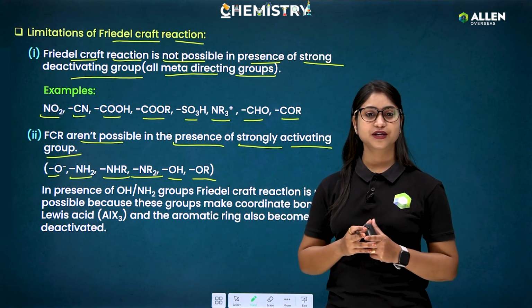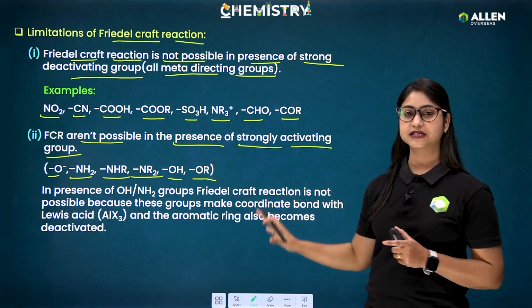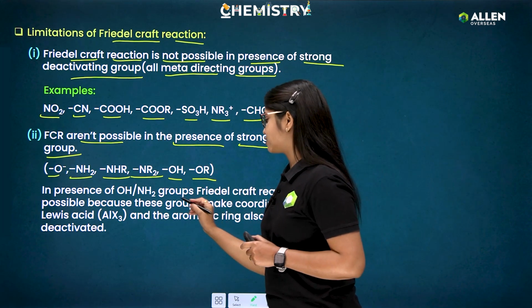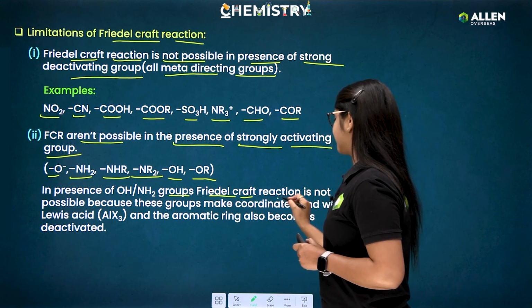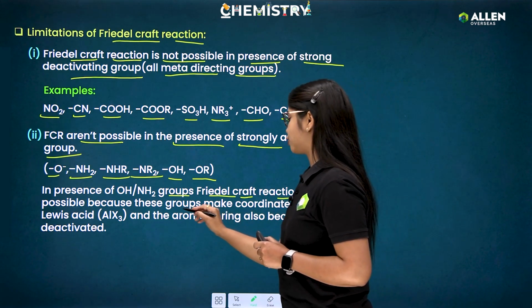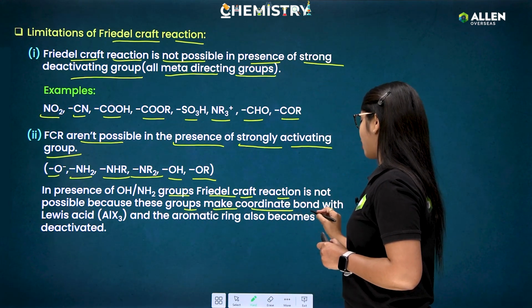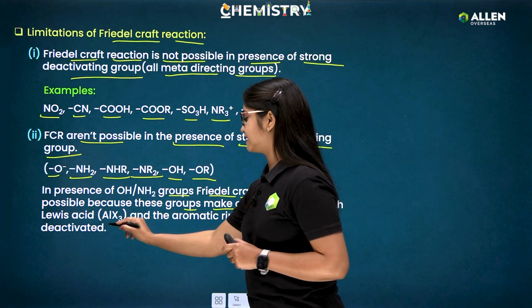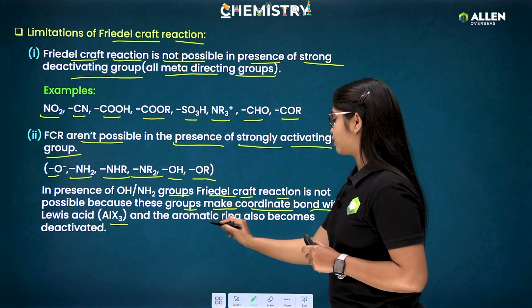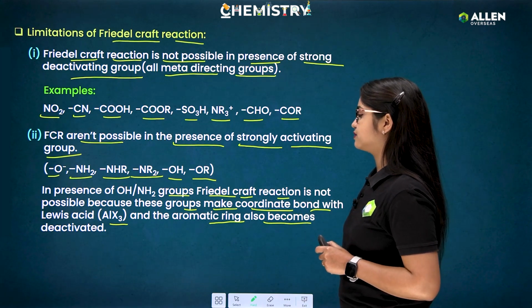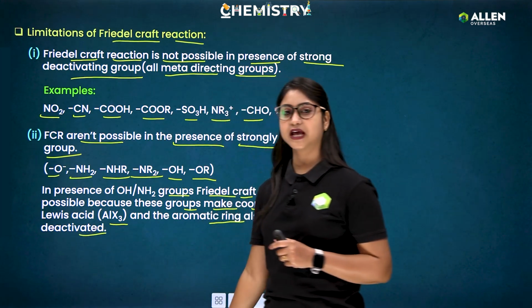So why does this reaction not take place in the presence of these? Because these groups make a coordinate bond with the Lewis acid AlX3, and the aromatic ring also becomes deactivated. So what will happen?